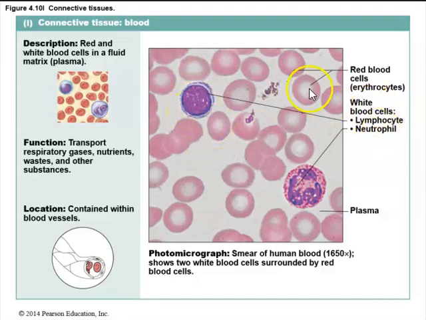And then we have our red blood cells. So here are the biconcave shaped red blood cells. And these small little cells in between the red blood cells could be the platelets. So we can see red and white blood cells in a fluid matrix, a non-living fluid matrix, which is the plasma. Functions of our blood cells include transport of the respiratory gases, such as carbon dioxide and oxygen, nutrients and waste, and other substances. We know that these blood cells are contained within blood vessels.